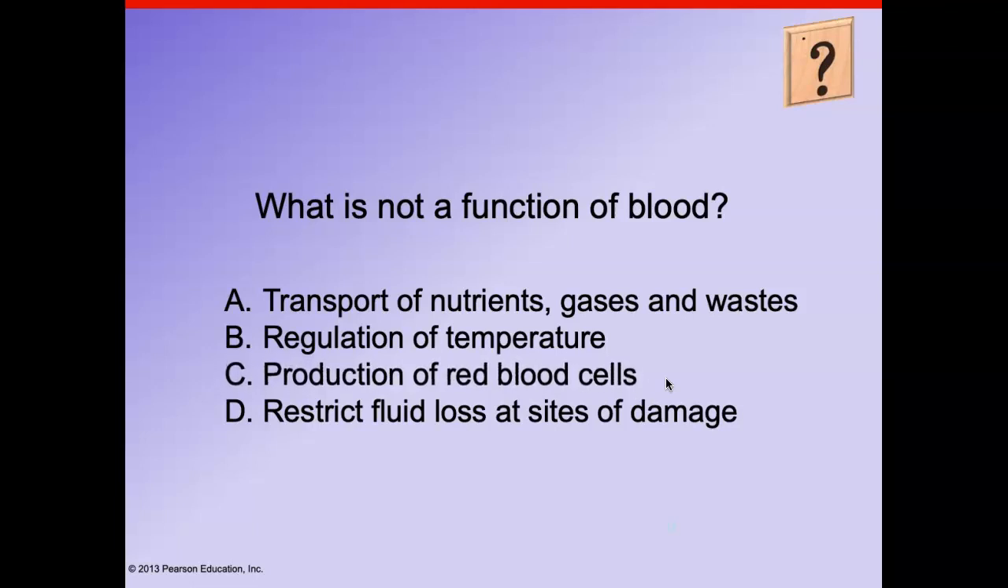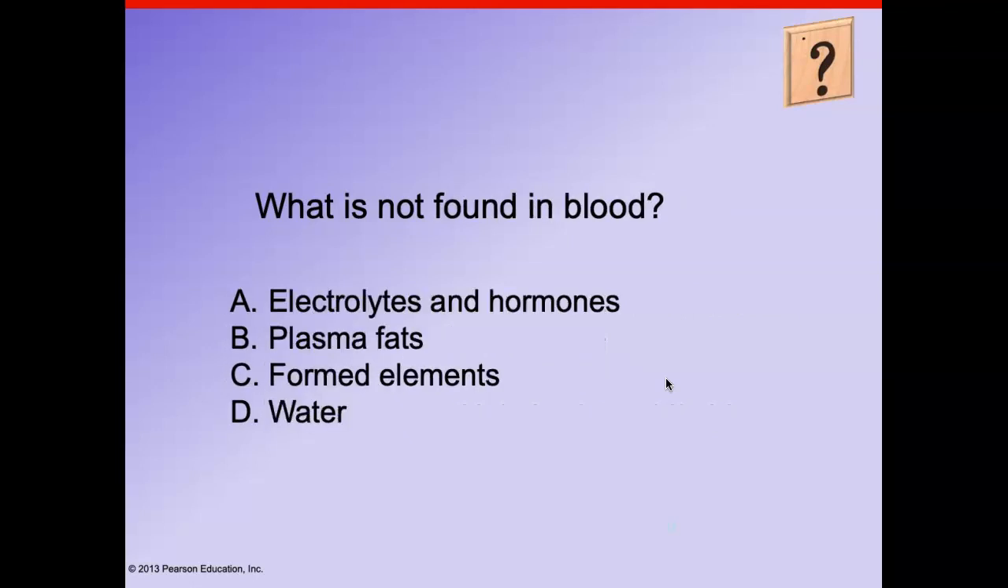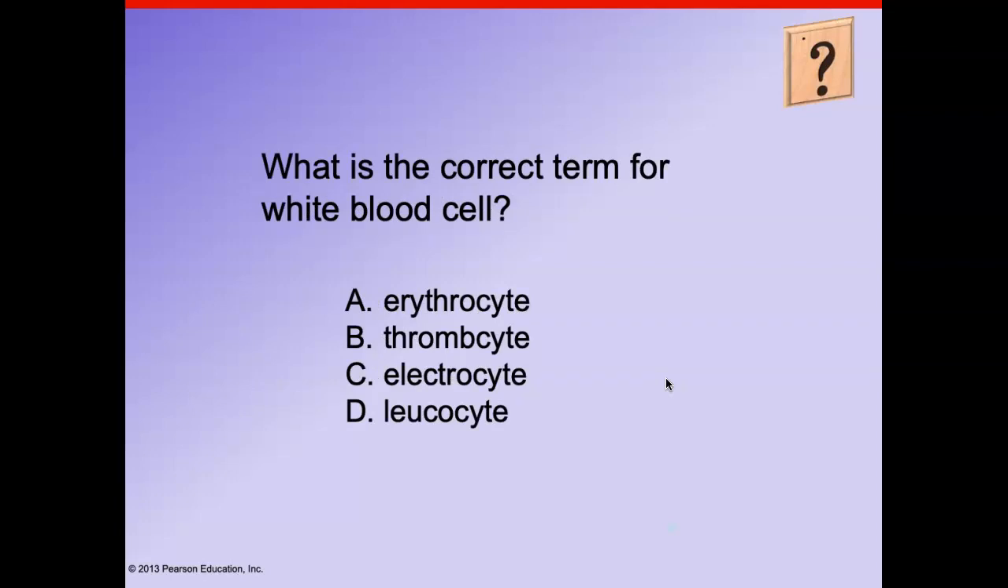Production of red blood cells. That occurs in the red bone marrow. What is not found in the blood? Plasma fats. What is the correct term for a white blood cell? Leukocyte.